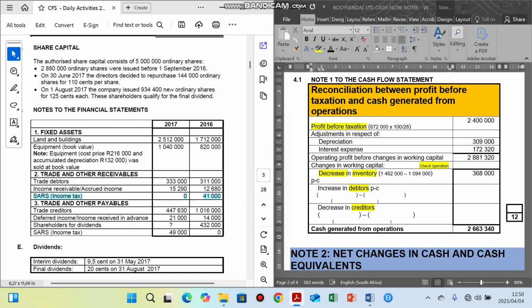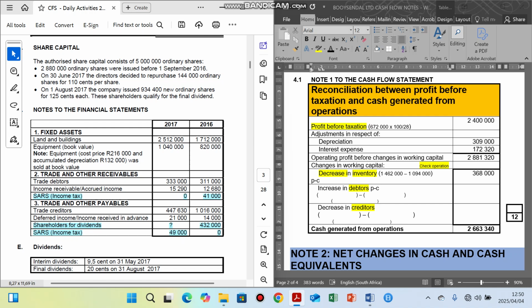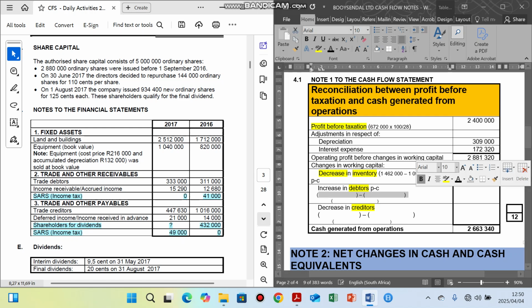Okay. Then under trade and other payables, we're going to exclude shareholders for dividends because we have got a dividend note, which is note number 3, and also taxation, which is note number 4. So all those things must be excluded. It means we're only going to be focusing on trade debtors, income receivables, on the other side, trade creditors, and accrued income or deferred income or income received in advance. Apologies on that.